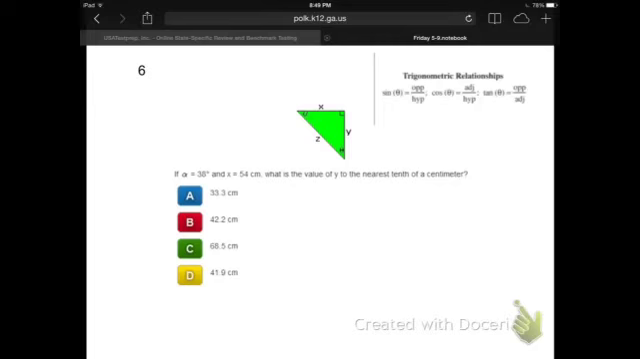Number 6. If alpha is 38 degrees, so I'm going to put 38 degrees here, and x is 54 centimeters, so I'm going to put 54 centimeters here. What is the value of y? I want to find y. Now, I'll go to the formula sheet, and I found the trigonometric relationships on the formula sheet. I know that based on angle 38, y is opposite, and 54 is adjacent. So that tells me I'm going to use tangent.